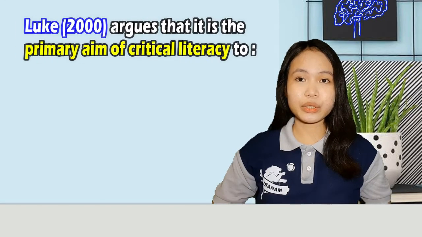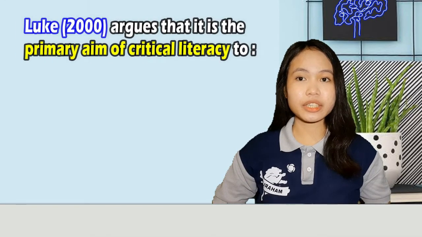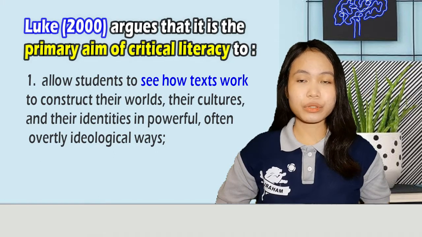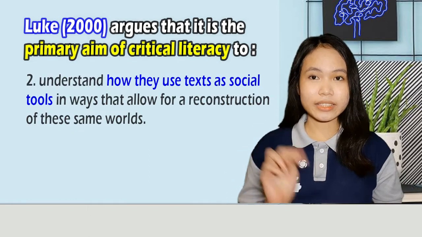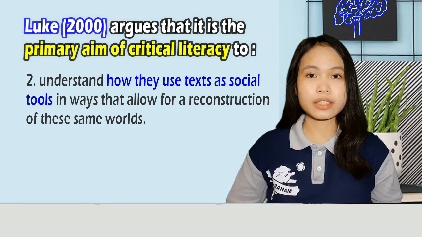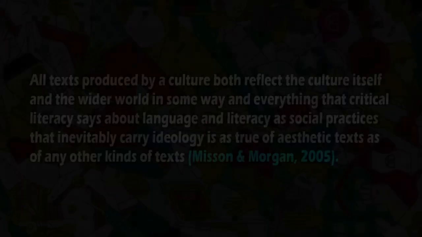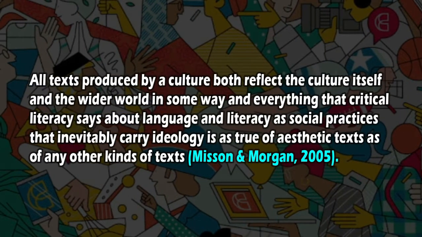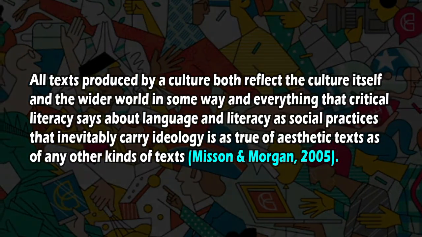Luke 2000 argues that it is the primary aim of critical literacy, first, to allow students to see how texts work to construct their worlds, their cultures, and their identities in powerful, often overtly ideological ways. Second, to understand how they use text as social tools in ways that allow for a reconstruction of these same worlds. All texts produced by a culture both reflect the culture itself and the wider world in some way.